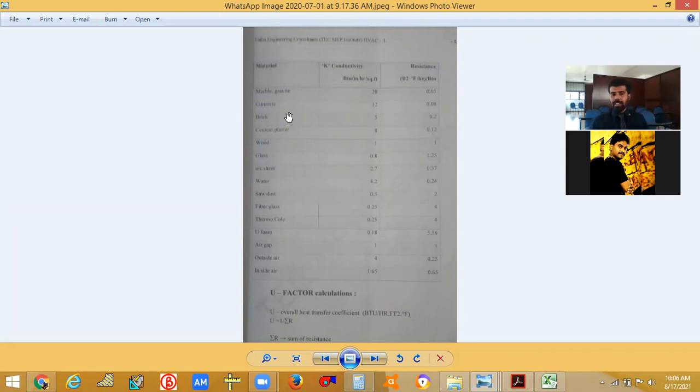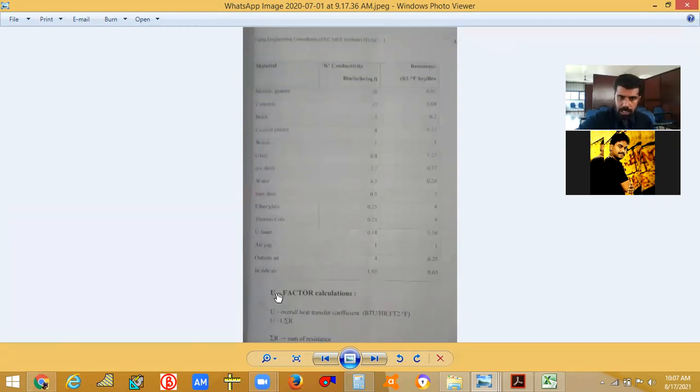So yeah, we are going to find the U factor, the U value calculation. In order to find the U factor, we need to know the conductivity or resistance of different materials. We need this graph, or this tabular column, which I have shown you right now.